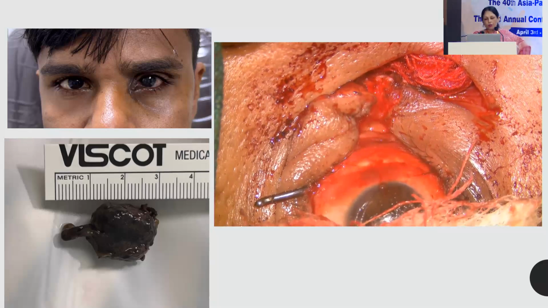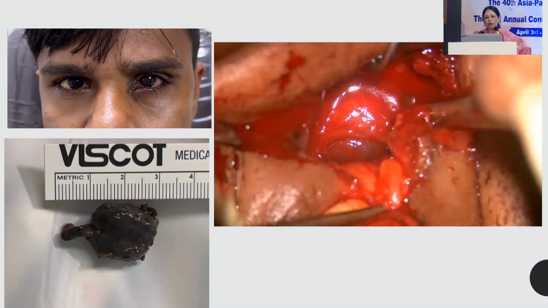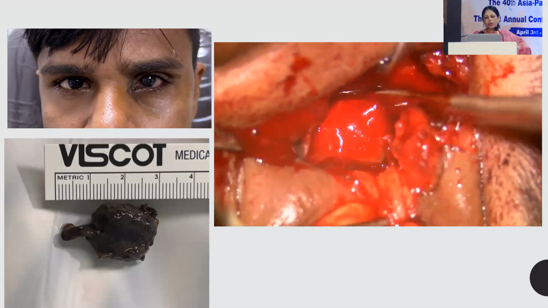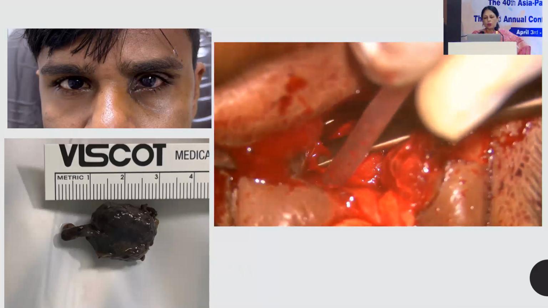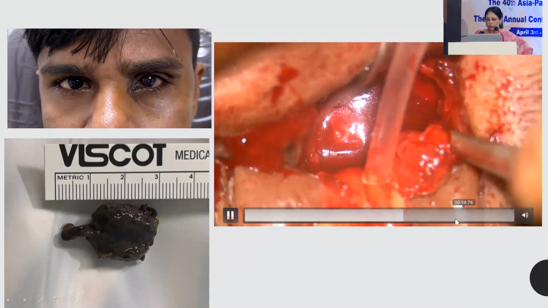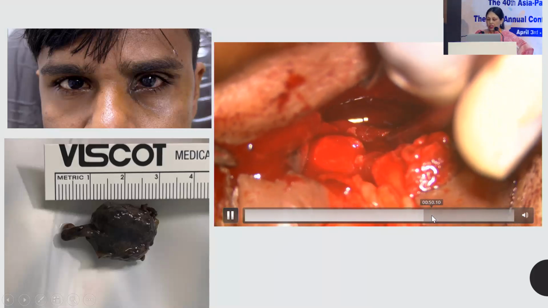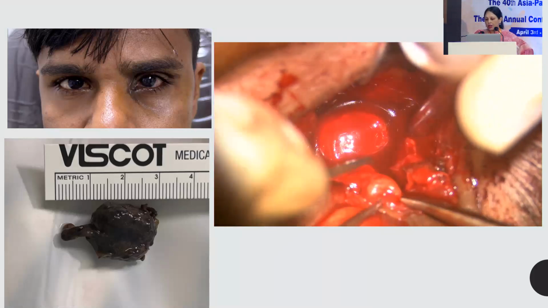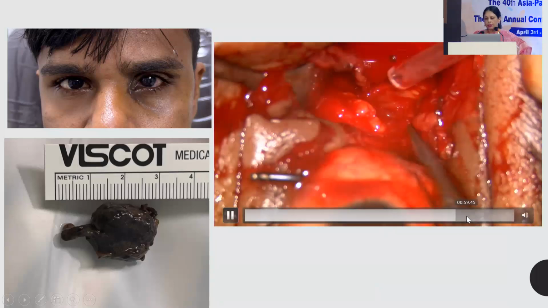Whenever you're removing any of these tumors, cosmesis is one part of it, but it is more important that you have a good surgical exposure and you remove the entire mass in totality. So this mass was removed from the medial side. It was a combination of conjunctival and skin approach, and finally I could bring the mass out.